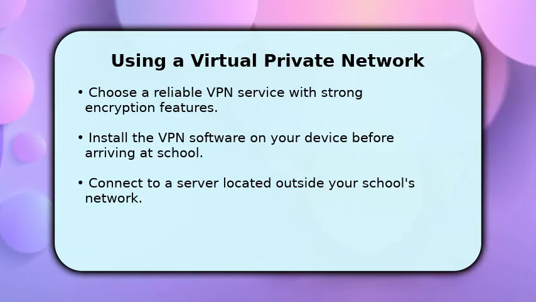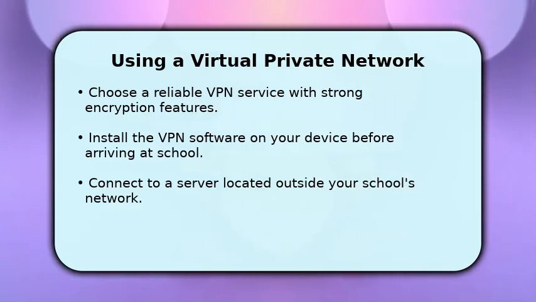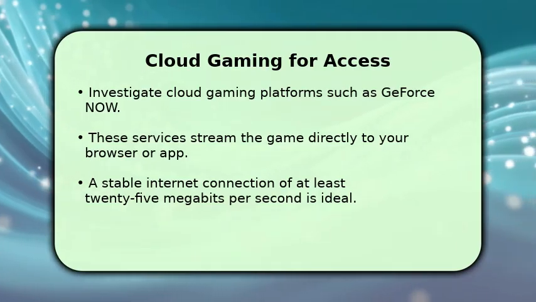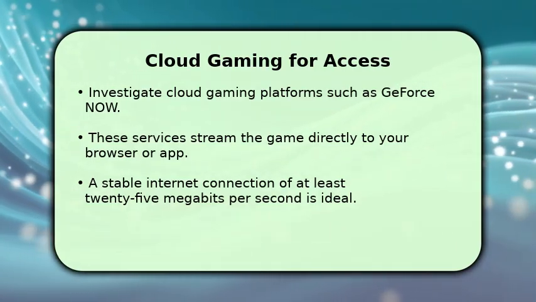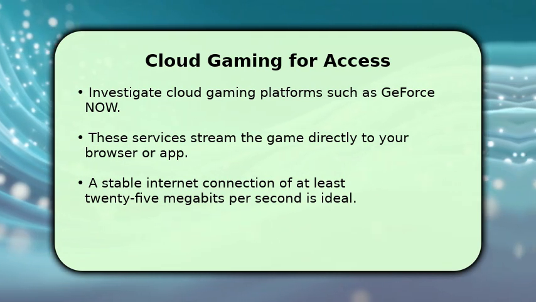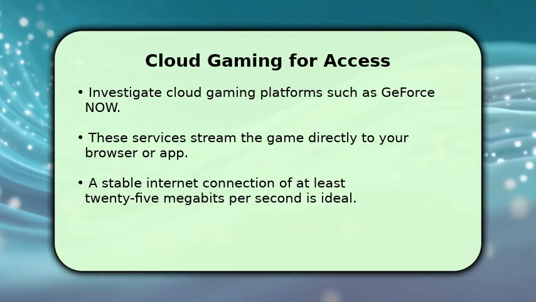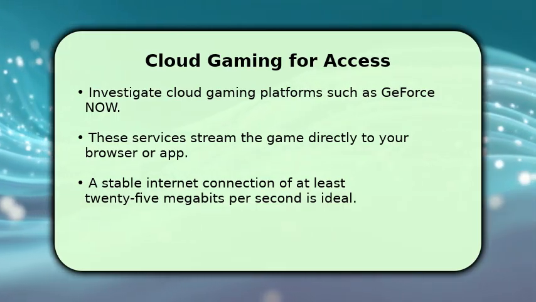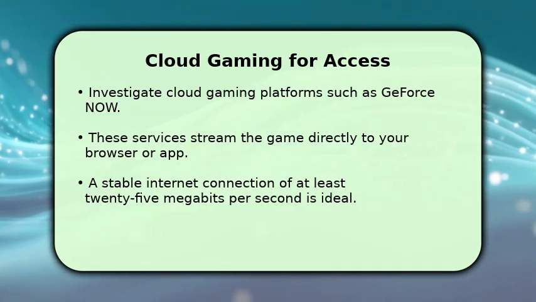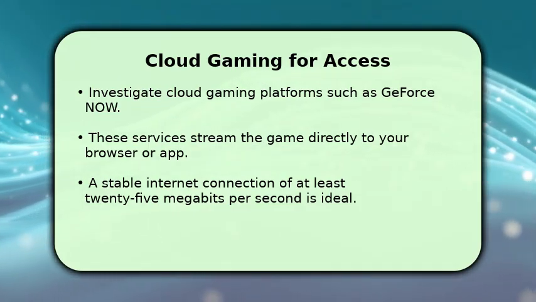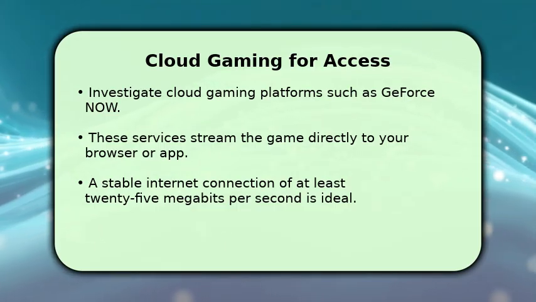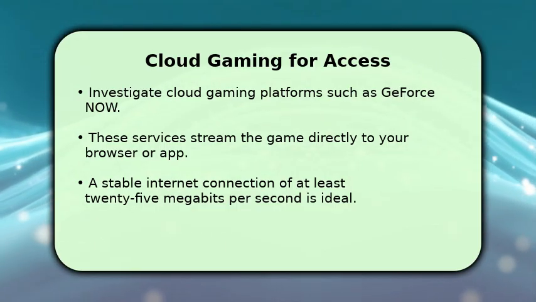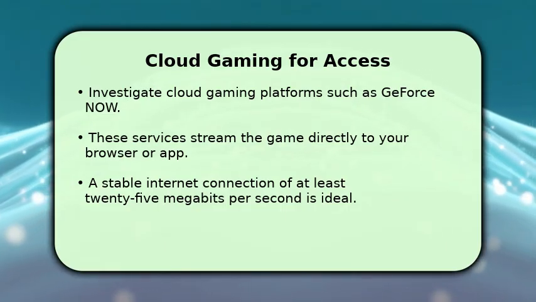Remember to select a reputable service and install it beforehand, ensuring you connect to a server outside the school's network for the best results. Another excellent option is to utilize cloud gaming services. Platforms like GeForce Now or Xbox Cloud Gaming allow you to stream Fortnite directly to your device without needing to install the game locally. This means the school's network won't detect a game installation. You'll need a strong internet connection, ideally around 25 megabits per second, to ensure smooth, lag-free gameplay during your session.